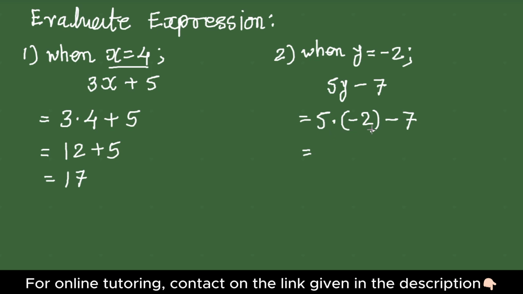Now 5 times minus 2 is minus 10 minus 7. Now minus 10 minus 7 is minus 17. So the value of expression 5y minus 7 for the variable y is equal to minus 2 is minus 17.